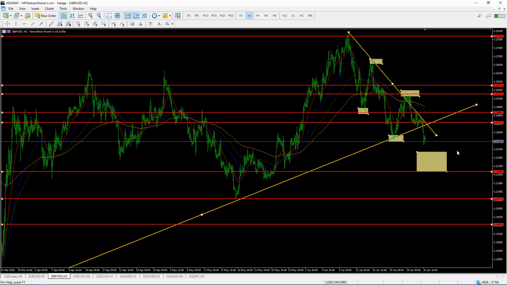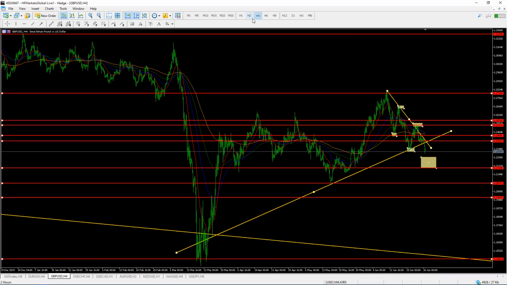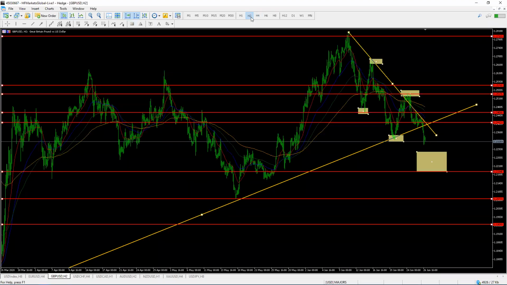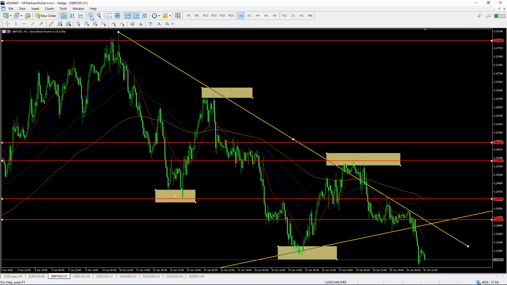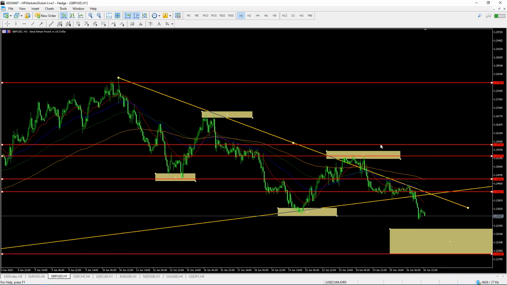Before any sort of retracement or any sort of an upper move. So yeah, based on this, we can expect GBP USD to come to around upper.